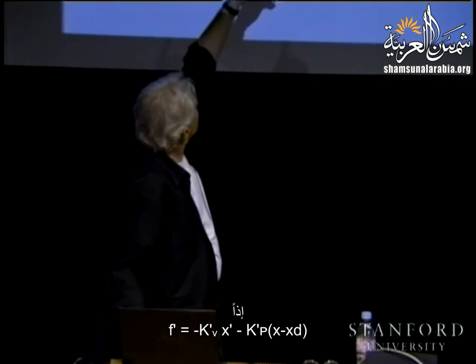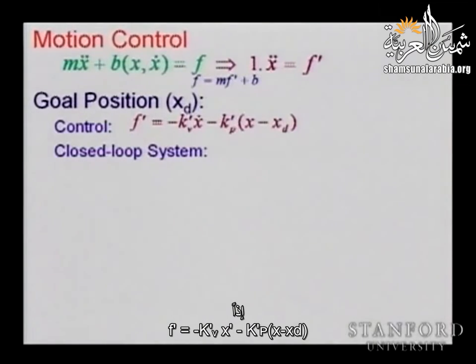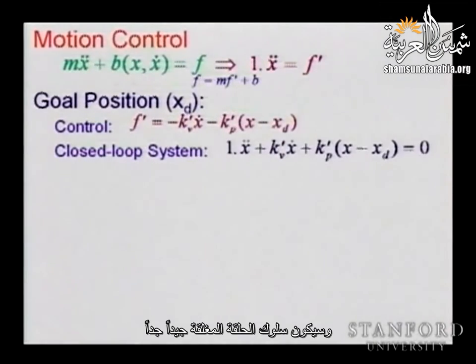minus something. Who remembers? I'm sure you remember. F prime is? Minus kv prime times x dot minus kp prime times x minus xd. So minus kv prime x dot minus kp prime x minus xd, and the closed loop behavior would be very nice. So we linearize the system.